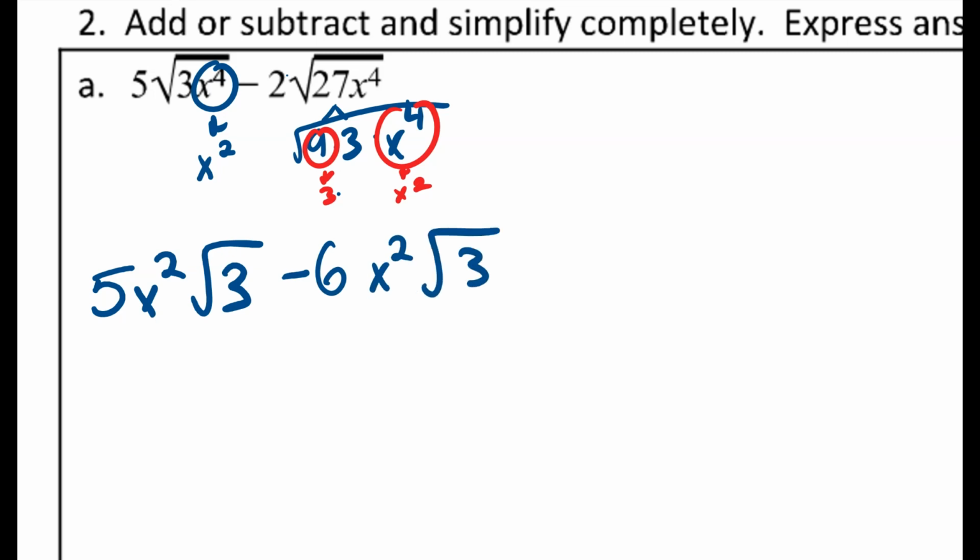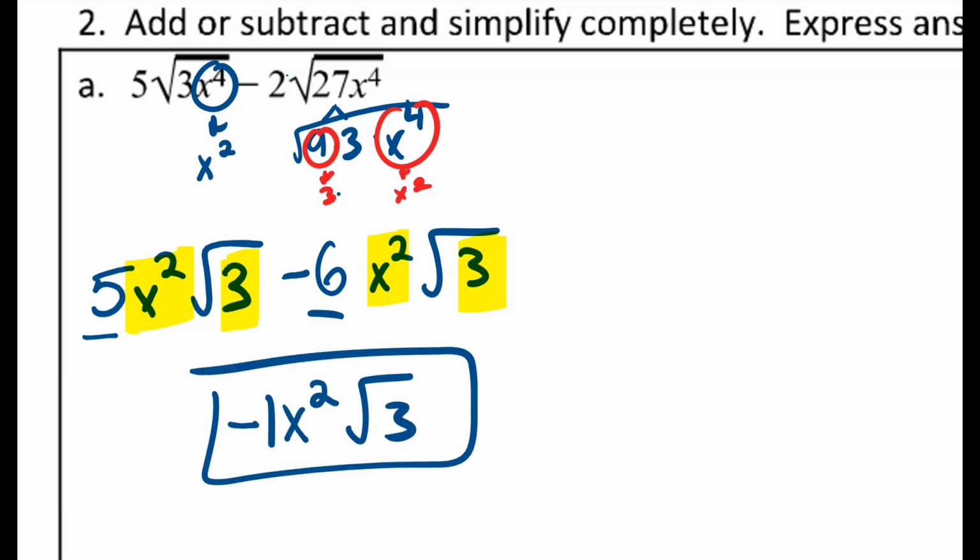Now remember your rules for combining radicals. You can only do it if you have the same expression under the radical and the same variable to the same exponent. So in this case we both have an x squared and a radical 3. So I can combine those coefficients. 5 minus 6 is -1. And leave the radical and the variable expression.